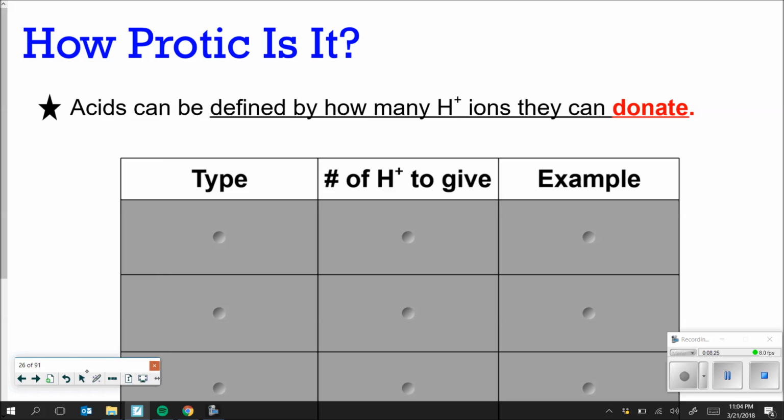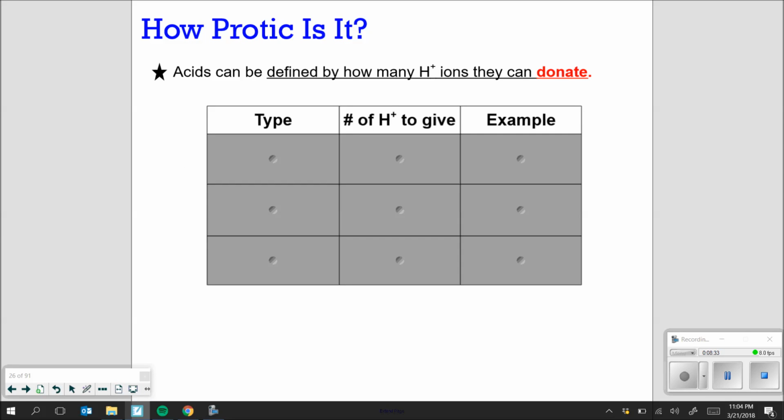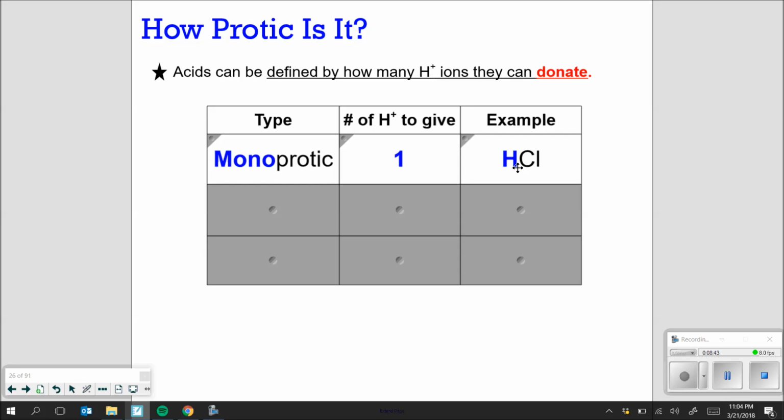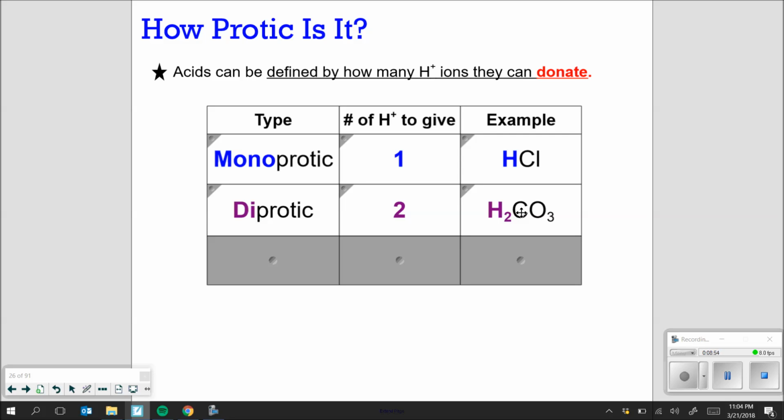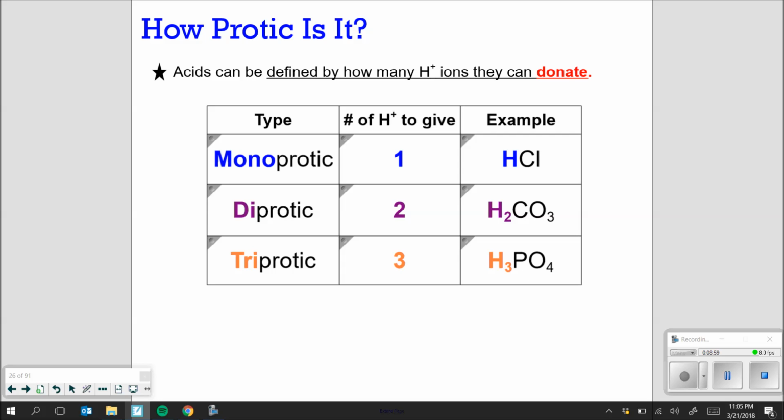So how protic is it? When we're talking about acids, they can be defined by how many hydrogen plus ions they donate. And this is simply a notation. So for example, a monoprotic acid has, as you would imagine, 1 hydrogen proton to give. An example of that would be HCl. It only has that 1 hydrogen. A diprotic has 2. An example of that would be H2CO3. Triprotic, 3. An example of that is phosphoric acid, H3PO4.